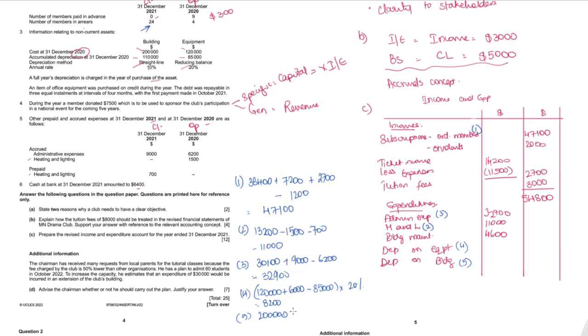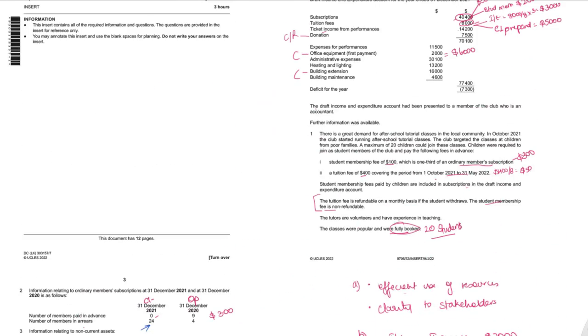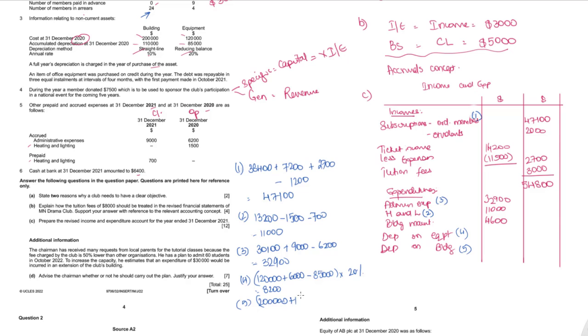And for building, 200,000 plus the building extension was 16,000. So 200,000 plus 16,000. Since this is straight line, on cost we are going to take 10%. So 21,600. So 8,200 and 21,600. Taking the total of expenditure 78,300, and then we get the deficit, minus 23,500.